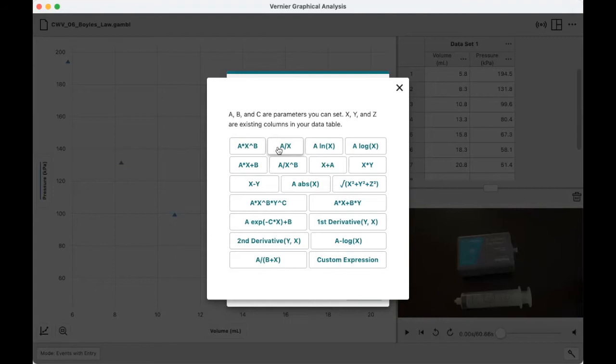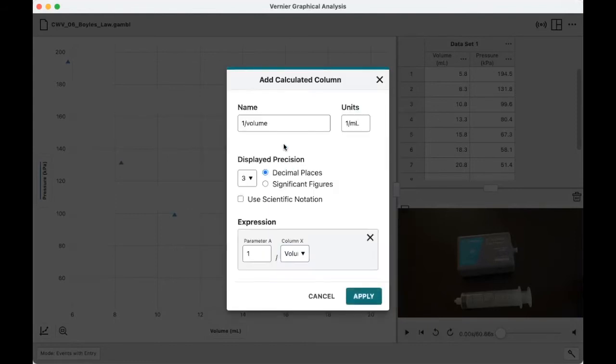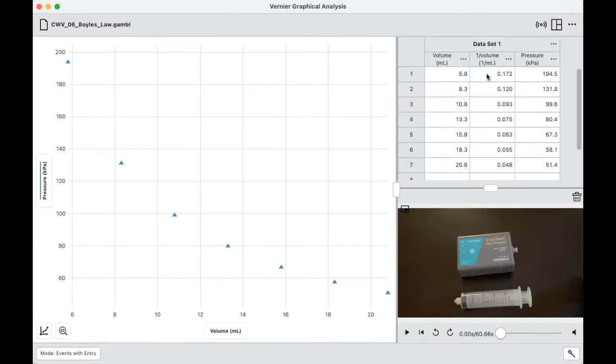And I want to choose A over X, because X will actually be a column of data and A would be some parameter. In this case, it's just a constant, one. So I will come here and in fact, it defaults to being one in this case. And we can see that for the X column, it's actually already choosing volume, because I chose the volume column as I did the calculation. So I will do apply. And when I do that, we will see here that I have a column that's named 1 over volume.